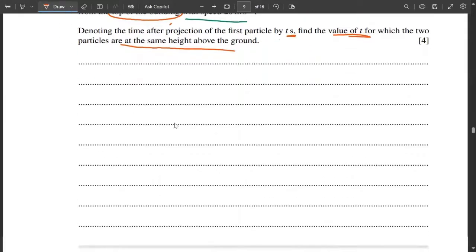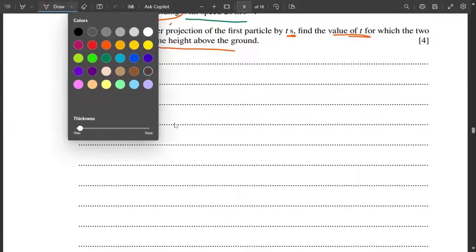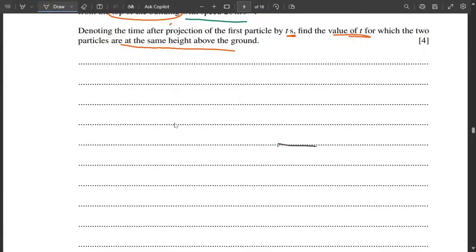So what they mean by that is, let me draw a diagram. We'll talk about the 1 second projection a little bit later. Let us just understand this question here first initially.